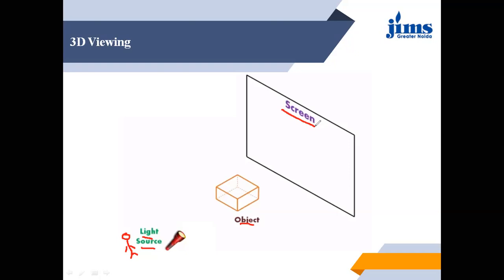This screen is called the projection plane or view plane, and this is the projection center, means from where we are seeing the object, or we are sending the rays for the object, that is called projection center.